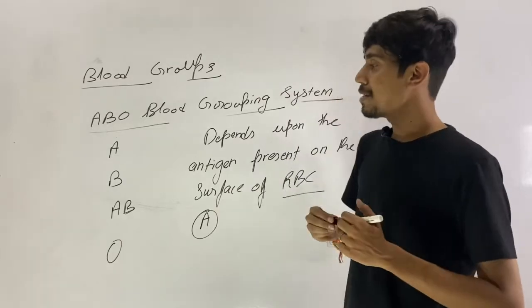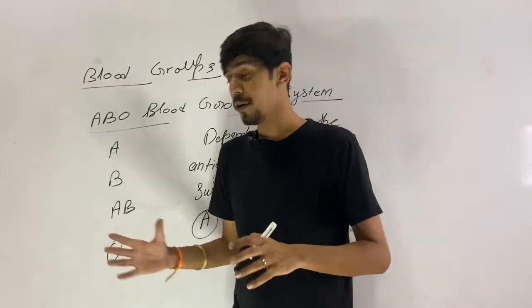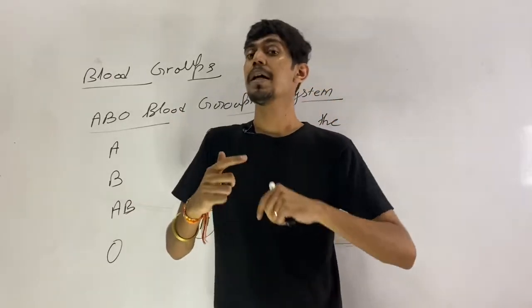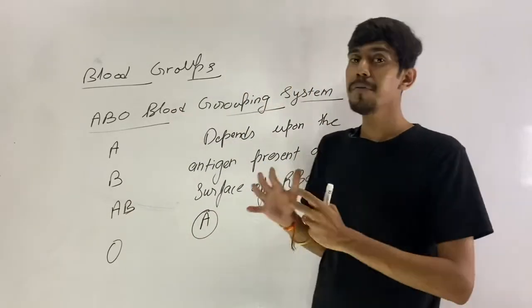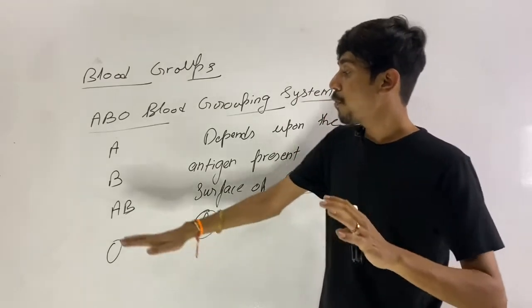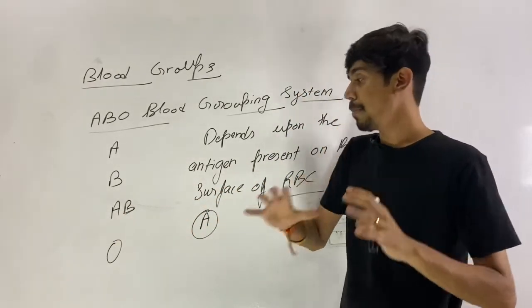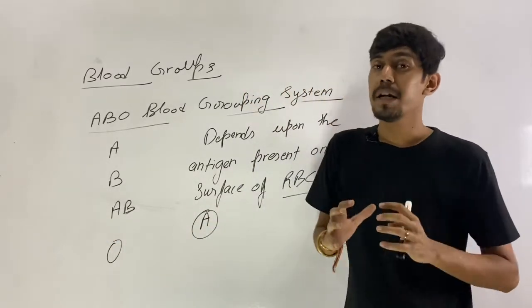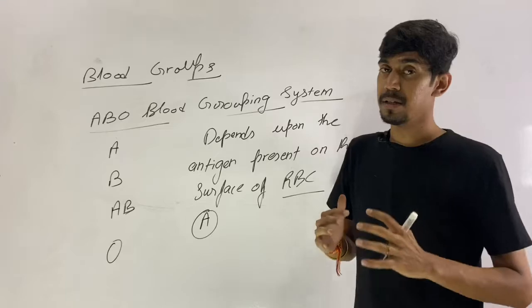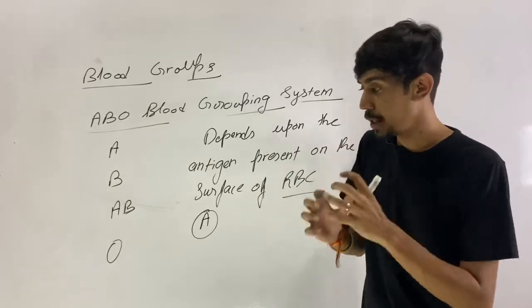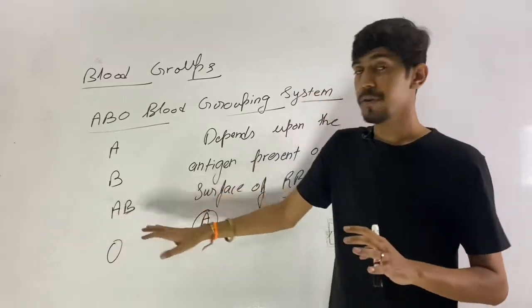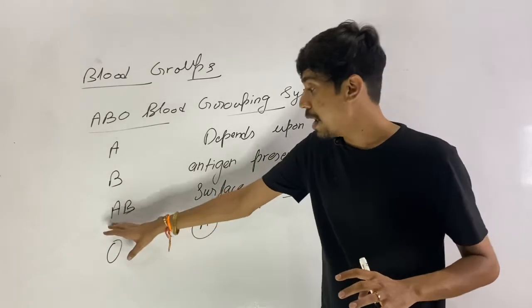Now, we'll also talk about the genetics of this blood group in a different video, in which I will tell you that the genes which are coding for these antigens, these polypeptides, are codominant genes. They are codominant genes, which means that they both express when they are present together. That is how both the antigens are present on the surface of RBCs. So blood group becomes AB.